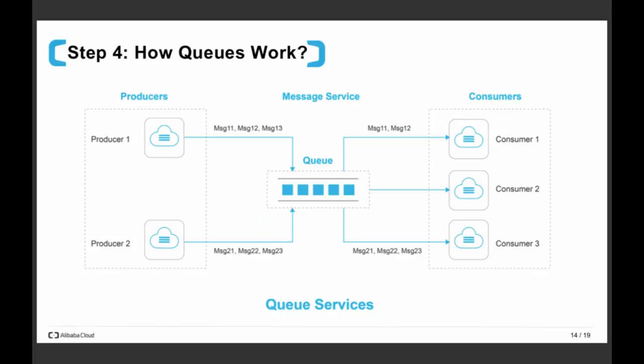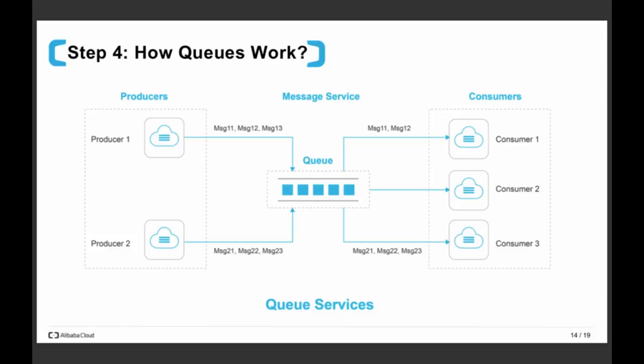So how do queues work? Queues work in a FIFO fashion, so first in, first out. Think we have two producers, producer 1 and producer 2. Producer 1 is sending message 11, message 12 and message 13, and producer 2 is sending message 21, 22 and 23. You can see those messages are being pushed into the queue, and the consumers will keep listening on that particular queue. Whenever new messages come in, the consumers will be able to see the messages, either message 11, message 12 or message 21, 22 and 23. So this is the simple fashion in which queues work.